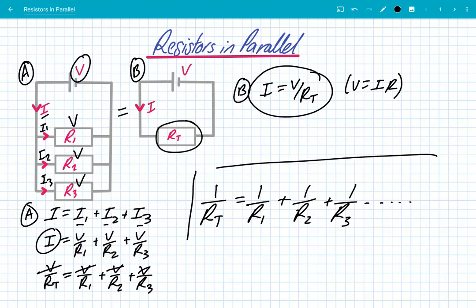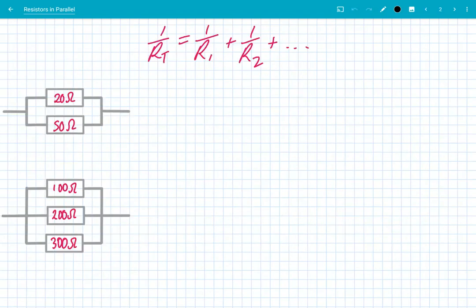And it's really important to know this derivation, but also know how to use this to solve problems when we've got resistors in parallel. So let's have a look at a couple of worked examples. In example A, I've got two resistors, a 20 ohm resistor and a 50 ohm resistor, and they're in parallel. So all we're going to do is calculate the total resistance.